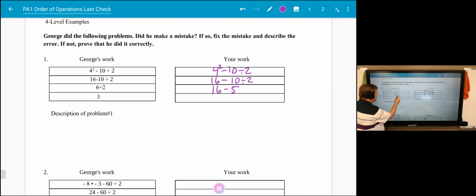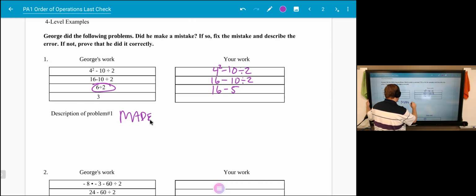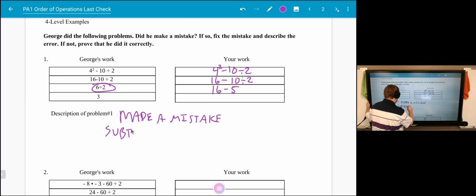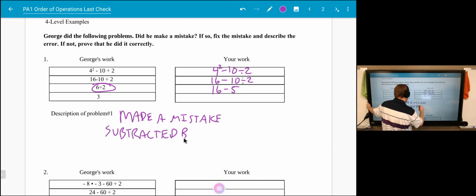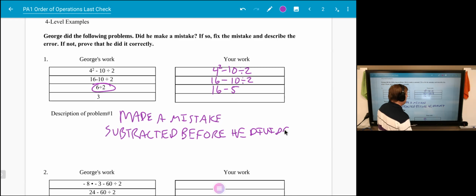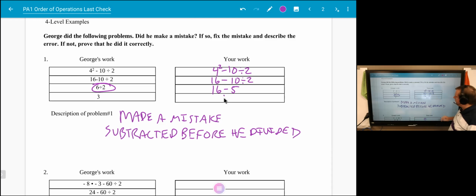He did make an error. This is where he made the error. So George made an error. Description of problem 1: he made a mistake. He subtracted before he divided. 16 minus 5 gives us 11. That is how it should have looked. So that was the error right there.